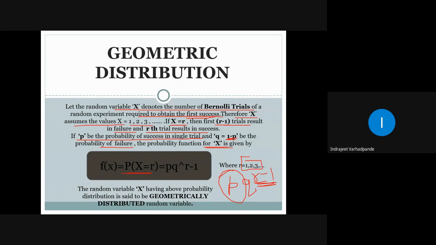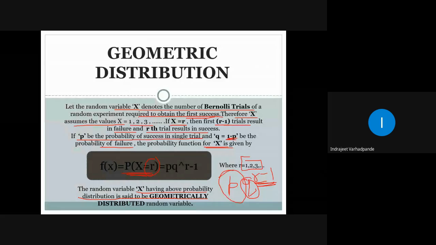Up to the r minus 1th trial we have failure, which is q, which is 1 minus p, and p is nothing but the first success obtained at the rth trial. So the probability function is given by probability at x equal to r. We are calculating the probability at x equal to r. What is r? It is the success obtained at the rth trial, and hence it is given by p into q to the power r minus 1. A random variable x having the above probability distribution is said to be a geometrically distributed random variable.